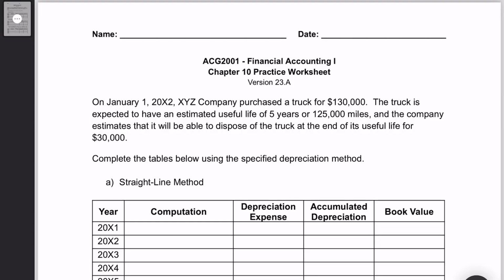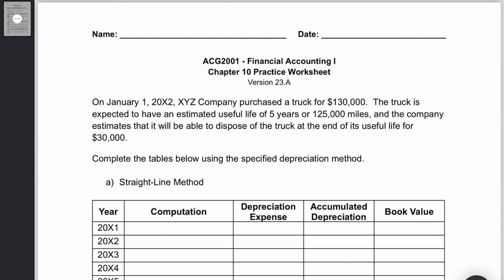So say we have a truck. If we have a truck, we're going to expect it to last, I don't know, if this is a big truck, maybe 200,000 miles, maybe 500,000 miles. I'm not sure. But it's an estimate either way. And that's what's going to go into our useful life, or what is sometimes called the service life of an asset. Now we're going to jump into the practice for Chapter 10.